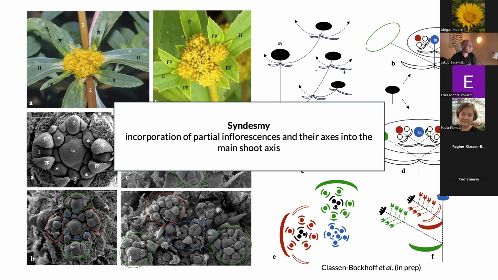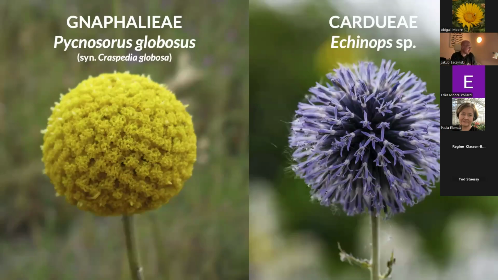And in this case, we see a phenomenon of syndesmy, so incorporation of partial inflorescences and their axes into the main shoot axis. So as I said, the condensation of some branched capitulum-bearing structure is definitely one of the ways in which secondary heads of Syncephalia can evolve. There is no doubt that such an evolutionary transition happened multiple times during the evolution of Asteraceae. But there is also another type of Syncephalia in which I am particularly interested, and they can be best exemplified by these two species.